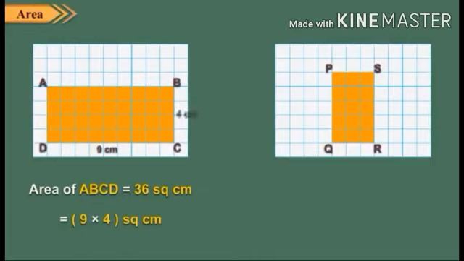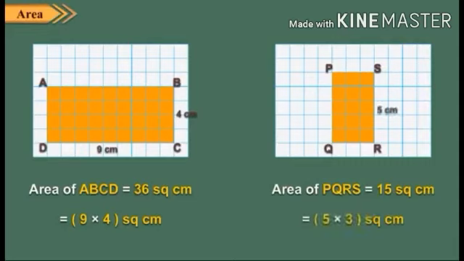In the same way, we see area of rectangle PQRS is 15 square centimeters. Also, length and breadth of PQRS are 5 centimeters and 3 centimeters respectively. What can be concluded? We see that in each case, area of a rectangle is equal to the product of its length and breadth.